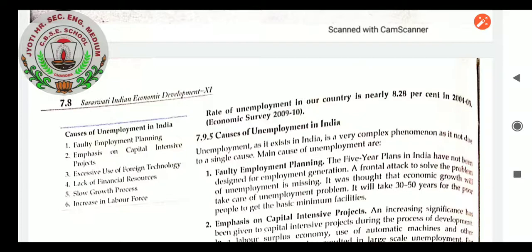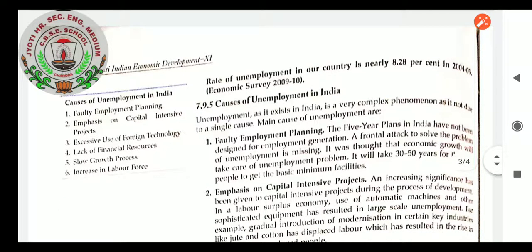Causes of unemployment in India. Unemployment, as it exists in India, is a very complex phenomenon, as it is not due to a single cause. The main causes of unemployment are as follows. Knowing the causes is very much needed, students. Before starting, I will say that if we come to know the reason for any problem, we can detect the problem properly and also solve it properly. For solving any problem, the cause must be diagnosed. So these are the causes of unemployment in India.